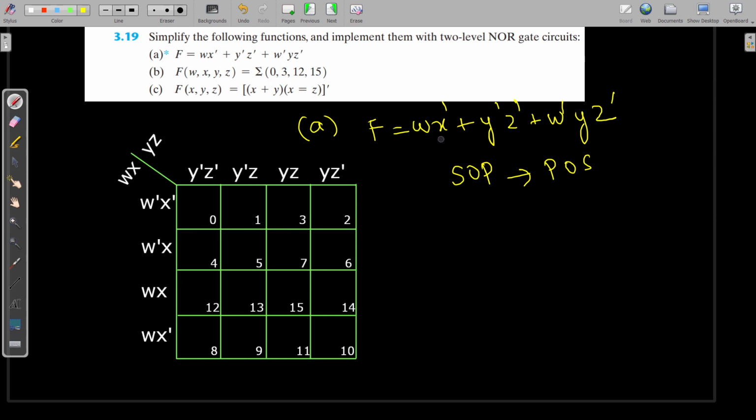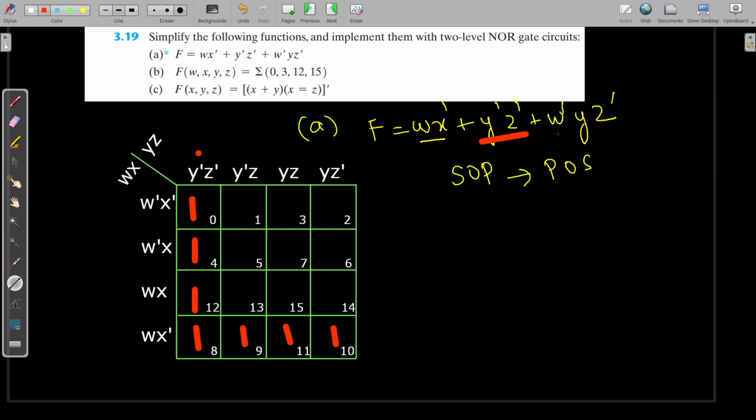So here we have w x', isn't it? So that can be marked here as w x'. It is related to this row, and all these minterms are covered: 8, 9, 10 and 11. Then we go for y' z'. So where is it? It is here. So it occupies this column, so it is 0, 4, 12 and 8.